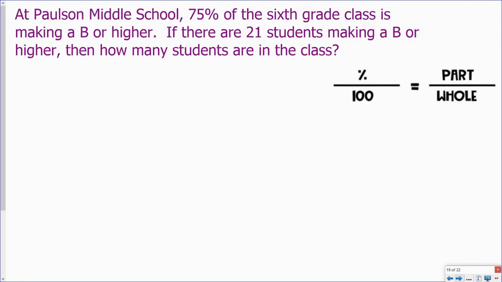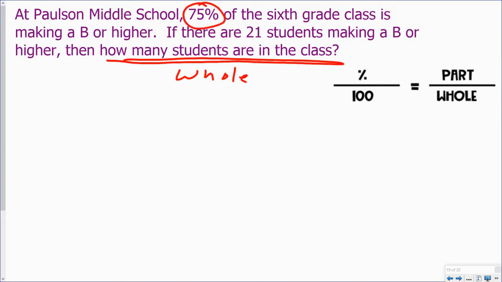So here I have a story problem, and we're going to do the same thing again with this. It says at Paulson Middle School, 75% of the sixth grade class is making a B or higher. If there are 21 students making a B or higher, how many students are in the class? So here it says how many students are in the class. So that is my whole amount because it is the whole class.